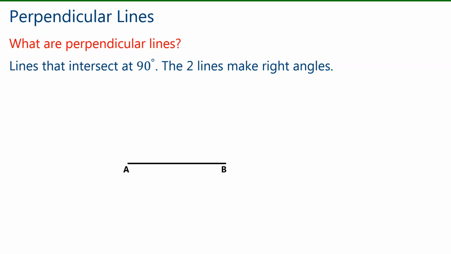For example, if we had line segment AB, and we draw a line segment CD like this, these two lines make a 90-degree angle. We use this symbol to indicate an angle is 90 degrees. We would say that CD is perpendicular to AB, and the symbol for perpendicular is this, like an upside-down T.